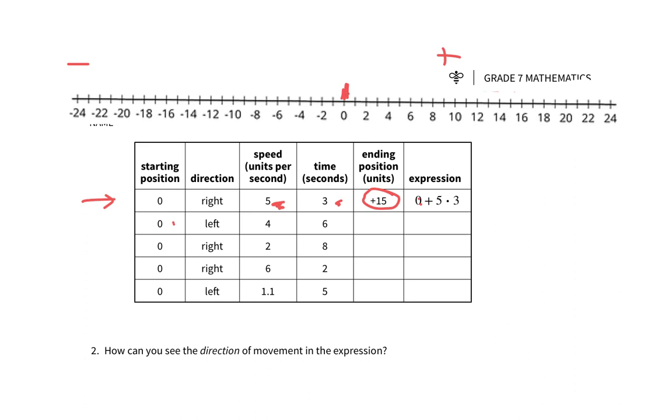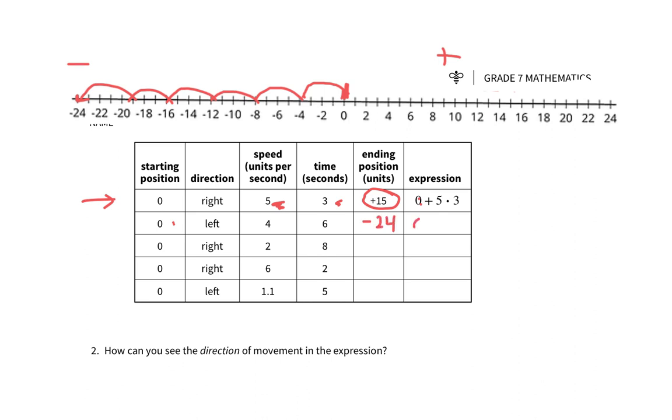So let's see, it would go 1 second. After 1 second, it would be -4. 2 seconds would get us to -8. 3 seconds, 4 seconds, 5 seconds, 6 seconds. So we end up at, not at 24, but at -24 because it went to the left.